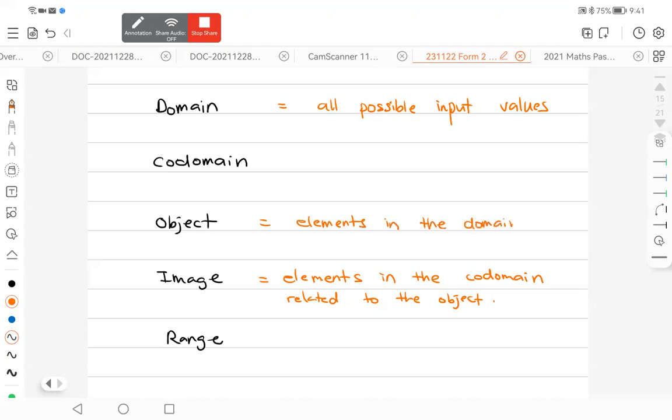Okay, then what about codomain? Want to guess or not? All possible what? Output. Yes, output values, because the arrow shows to the codomain. So all possible output values. And for range it is actual. Why actual? When we have the pair, then only is it considered as range. So it's actual output values. Okay, so that's the definition.